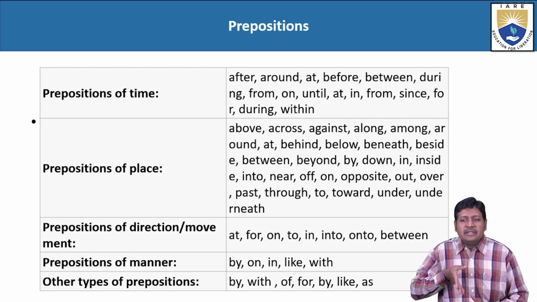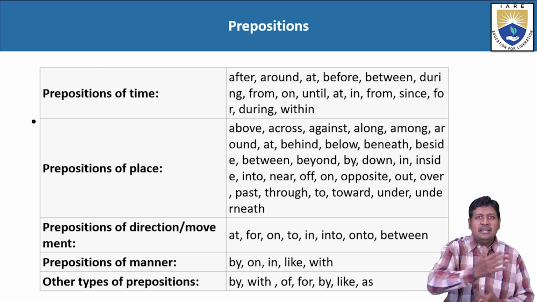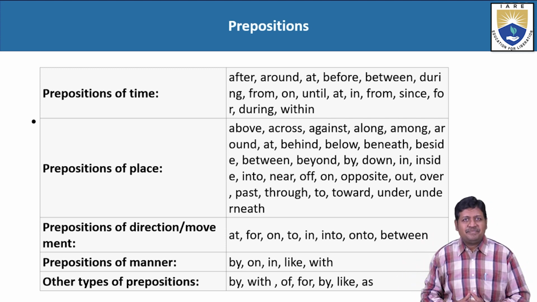Across, he was walking across the road. The difference between across and along is, we all know, across is crossing the road from one end to the other. Along is walking parallel to the road.